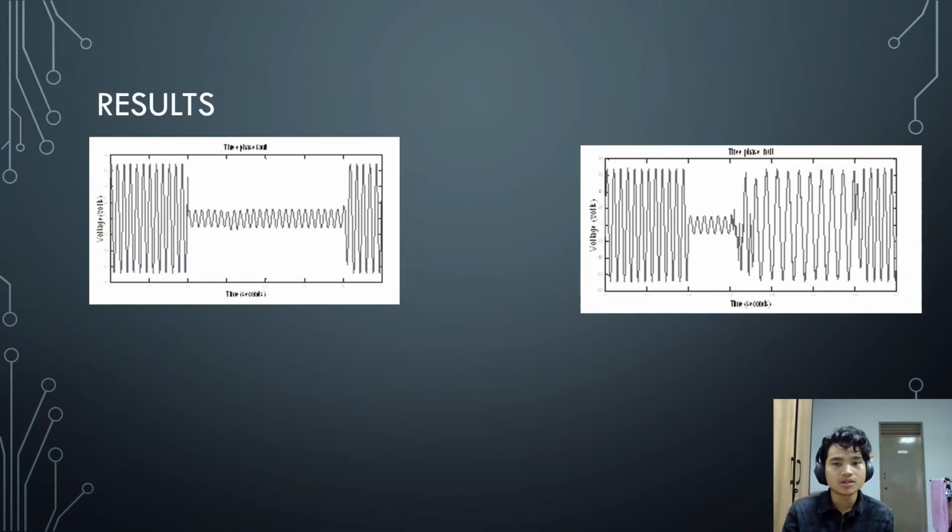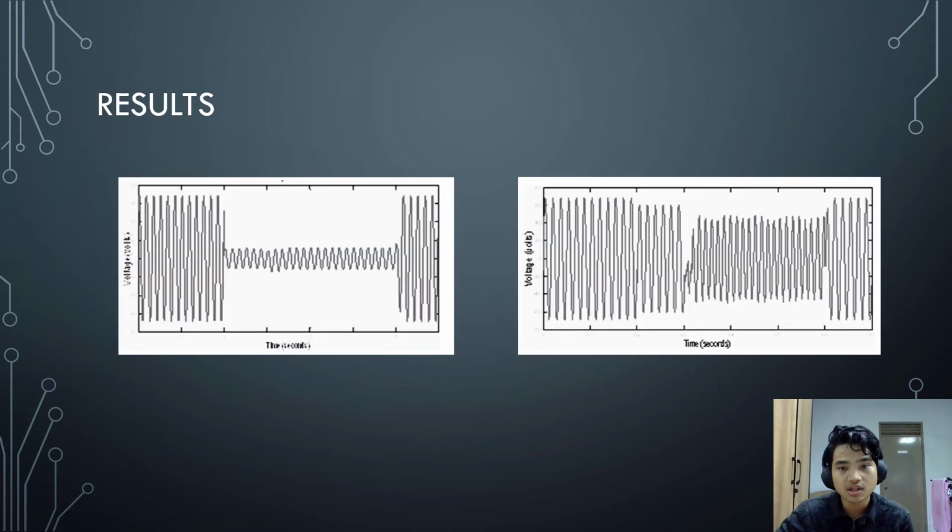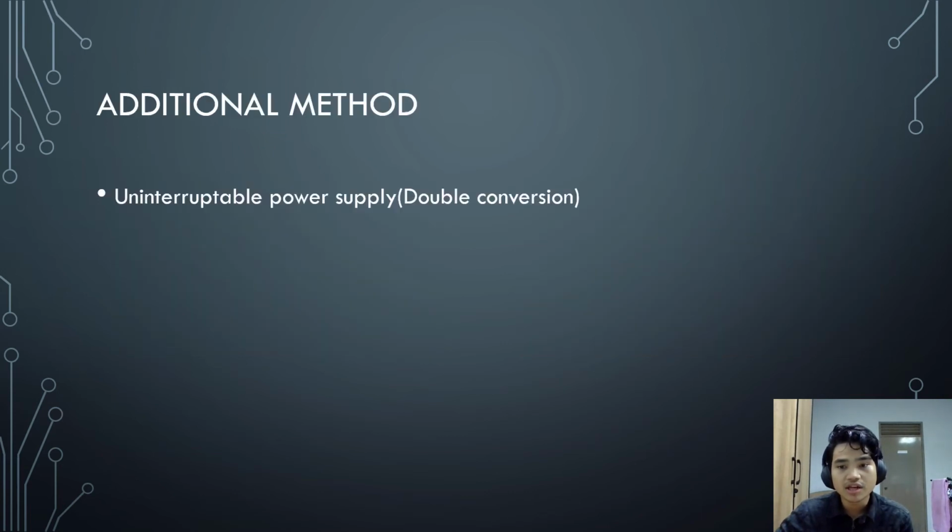So here are the results from the paper. You can see the waveform with the DVR and the waveform without the DVR. With the DVR is on the right, without the DVR is on the left. You can see that a portion of the waveform is compensated back. Here as well, this one is a larger portion of the signal being compensated, and here as well. These are all three different types of faults that occurred, namely single line to ground, three-phase fault, and double line to ground. Okay, so the additional method that I propose that we implement is the uninterruptible power supply.